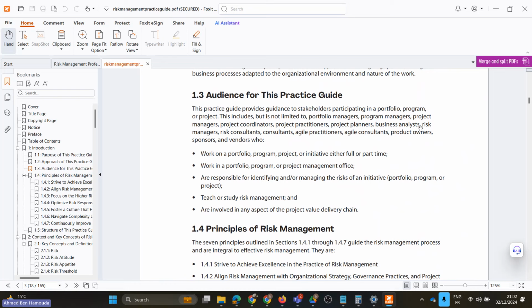Product owners, you see, I have mentioned them here. Agile practitioners, agile consultants, product owners, sponsors, and vendors who work on a portfolio, program, project, or initiative, either full or part-time, work in a portfolio, program, or project management office, are responsible for identifying and managing the risks of an initiative on a portfolio, program, or project level, teach or study risk management, and are involved in any aspect of the project value delivery chain.